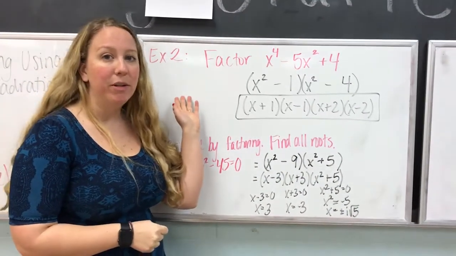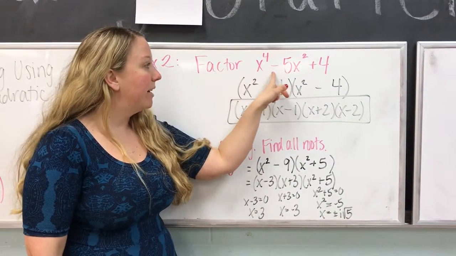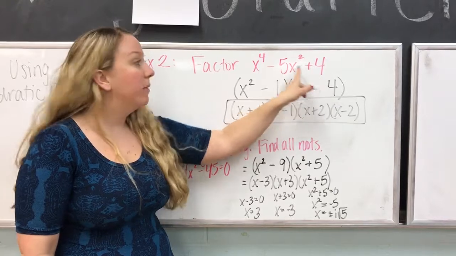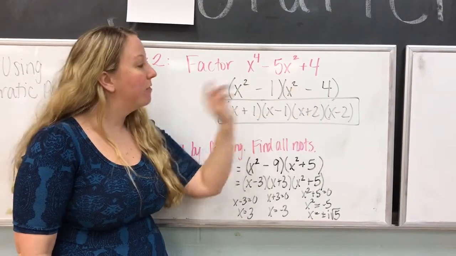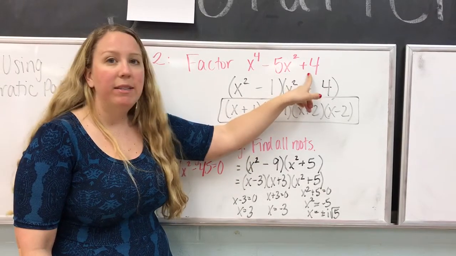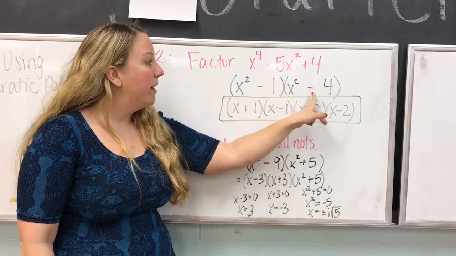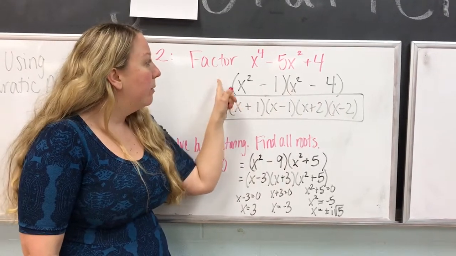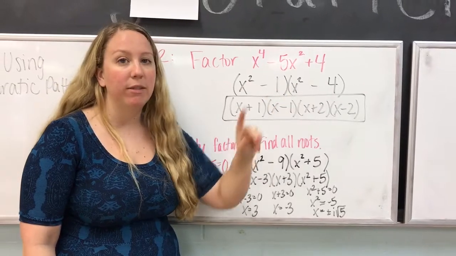So example 2, you want to factor using a quadratic pattern. You have x to the fourth minus 5x squared plus 4. So again, x to the fourth is going to break up into x squared and x squared in each of my parentheses. And multiplies to 4 and adds to negative 5. I have negative 1 and negative 4. So my first step is to get it to say x squared minus 1, x squared minus 4.